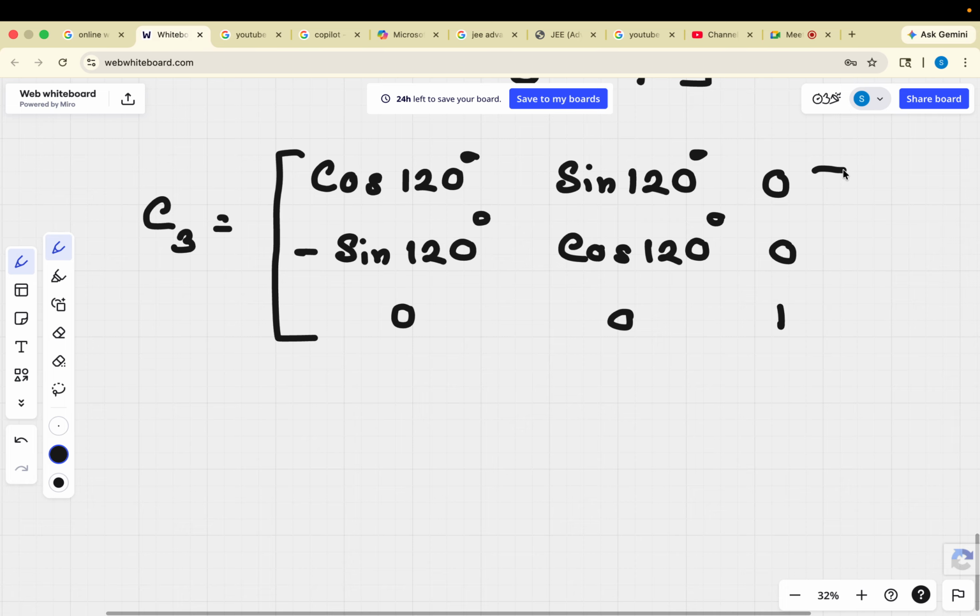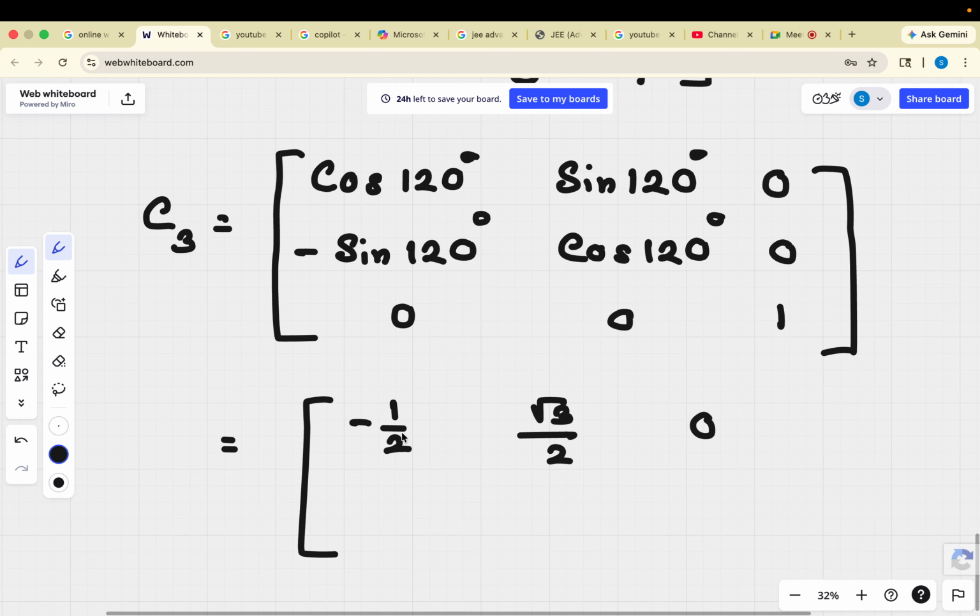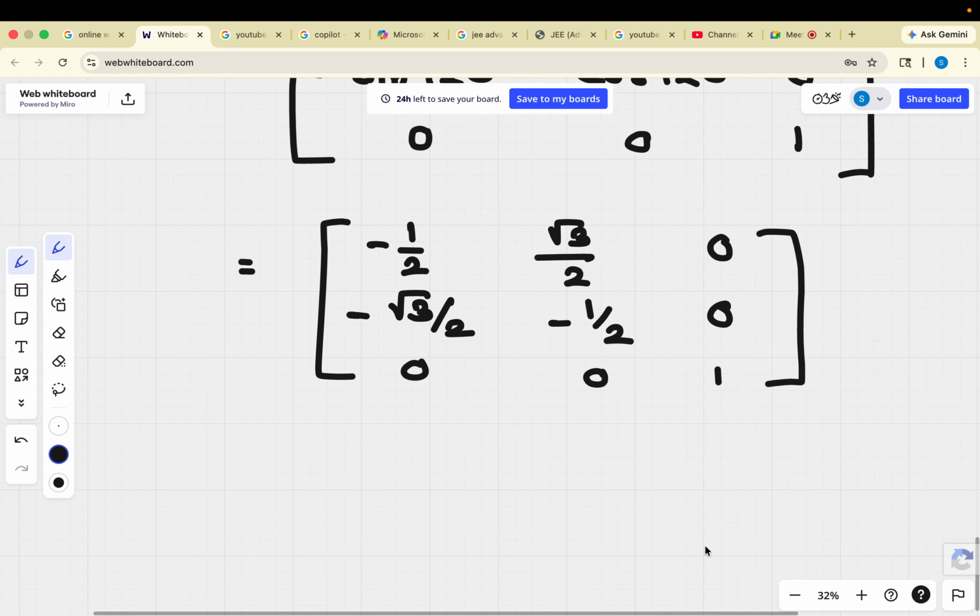Then cos 120 degree, 0, and lastly you will get 0 0 1. So if I put the values now, cos 120 degree will be minus half. Sin 120 degree will be root over 3 by 2, and this is 0. Now minus sin 120 degree will be minus root over 3 by 2. Cos 120 degree will be minus half, again 0, and lastly you have 0 0 1, right? So this is the matrix you are getting.